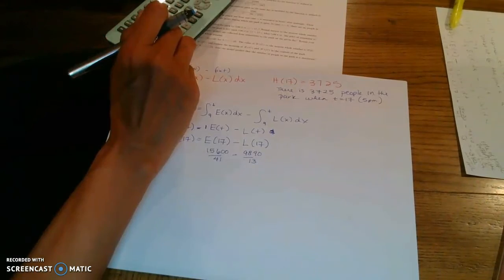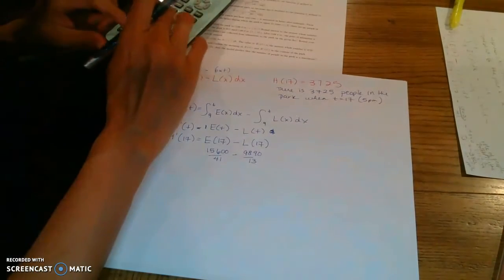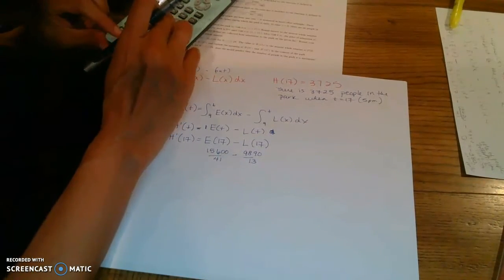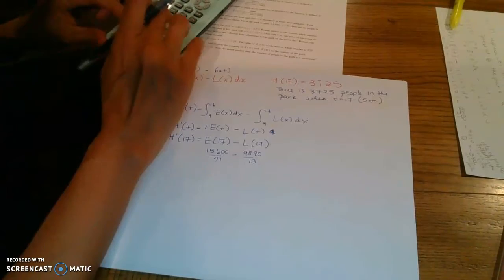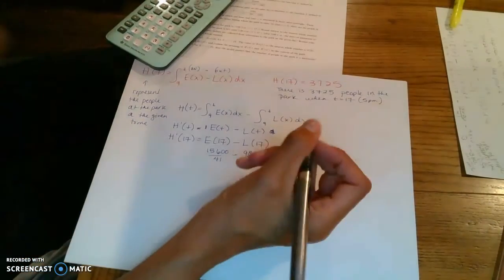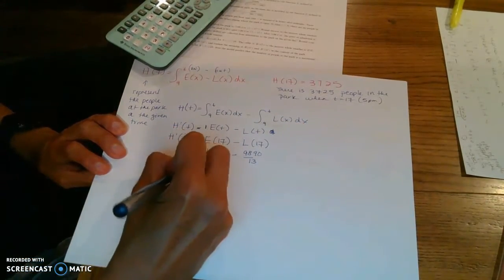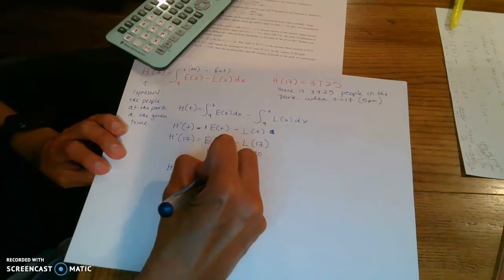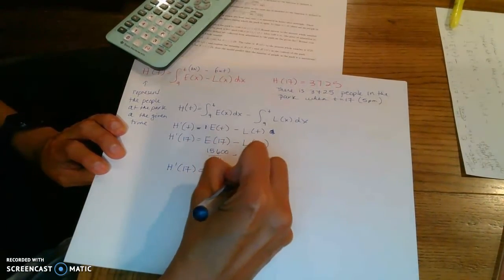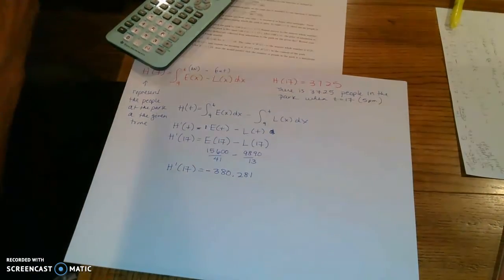So, okay, you're going to take this and subtract 9,890 divided by 13. So hopefully our math adds up, and we get that h prime of 17 is equal to negative 380.281. Remember, we truncate our answer.